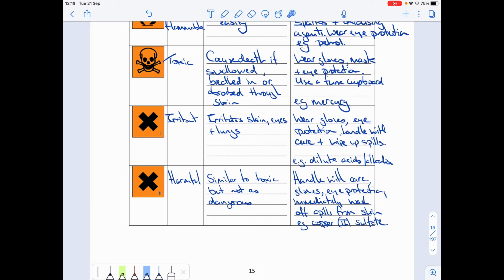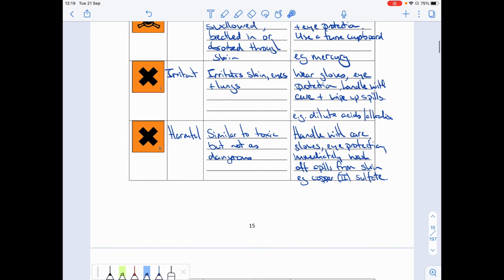Next one here is this cross with the letter I. The I represents that these are irritants, so these will irritate our skin, eyes and lungs. So to prevent any problems, we wear gloves and eye protection and handle them with care. Any spills, we make sure we wipe them up so somebody else doesn't come along and touch that irritant. Examples of chemicals with this symbol, which are probably more common for us to see in school, are dilute acids and alkalis.